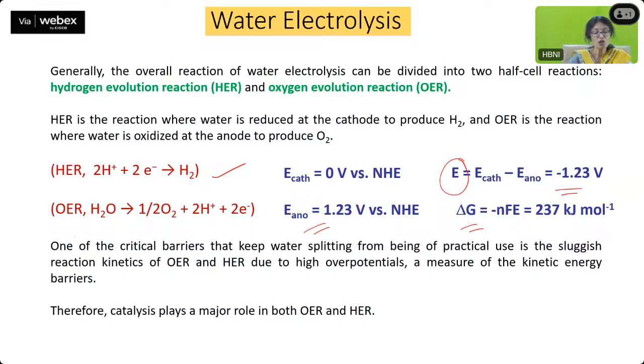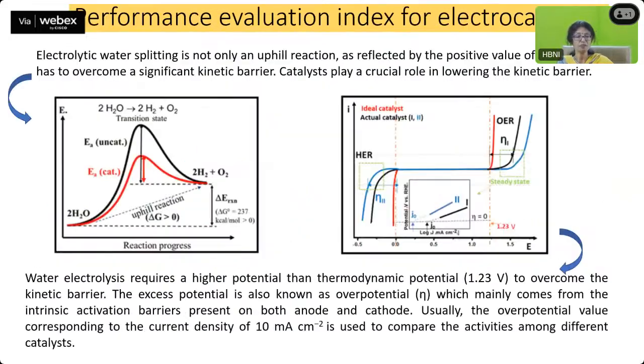It is positive. So one of the critical barriers that keep water splitting from being of practical use is the sluggish reaction kinetics of OER and HER due to a very high overpotential. Overpotential, as I already explained in the first lecture, is a measure of the kinetic energy barriers. So catalysis will play a very major role in both OER as well as HER processes.